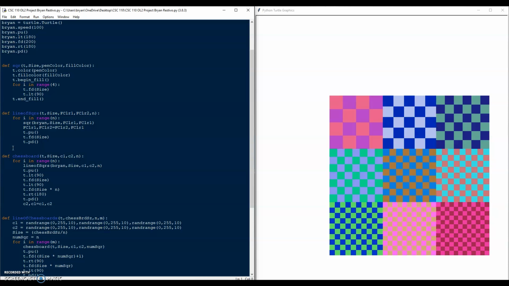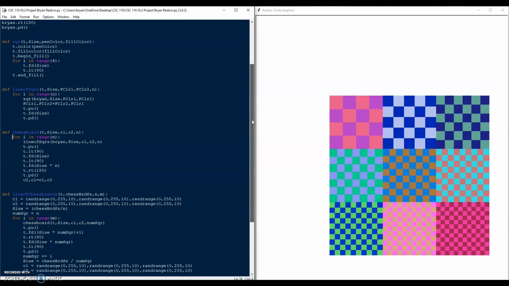And then the third function here is named chessboard with the arguments t for the turtle, size for the size of the squares, color 1, color 2, and n for number of squares. And then the instructions for this function are again created with a for loop where the range is the number of squares, and excuse me, and then it calls the function line of squares, making that a helper function as well.